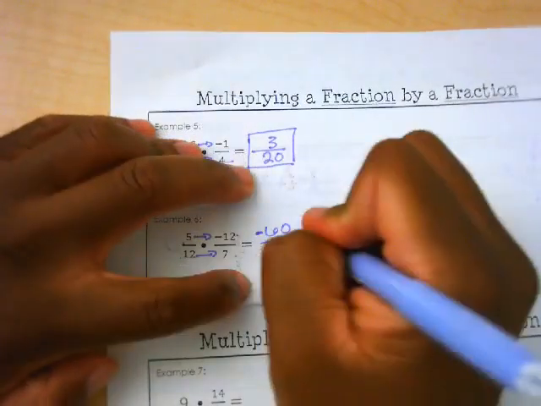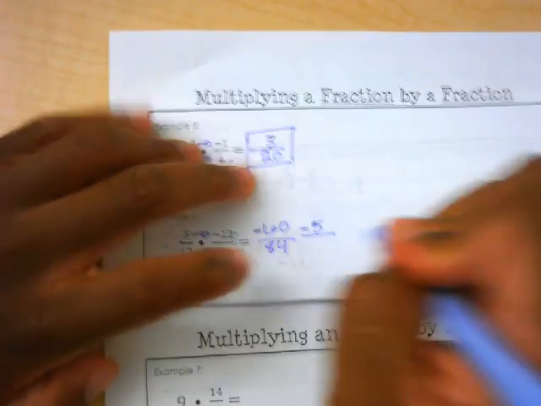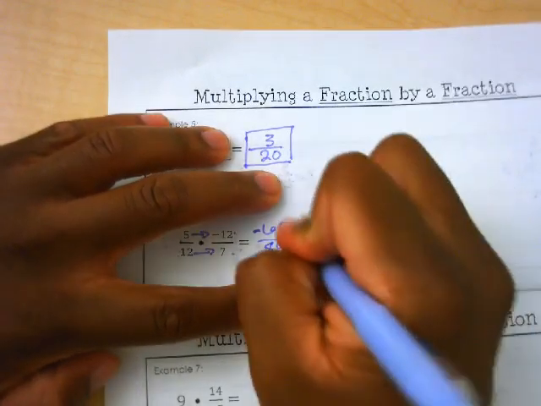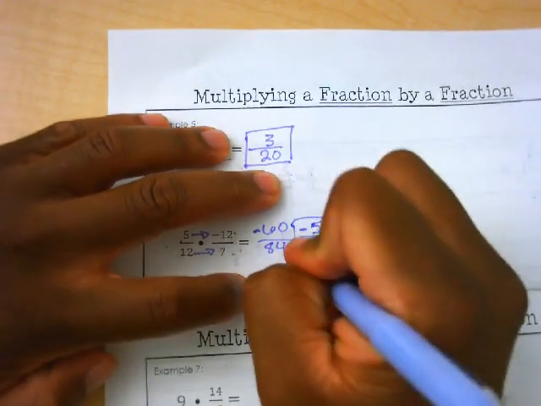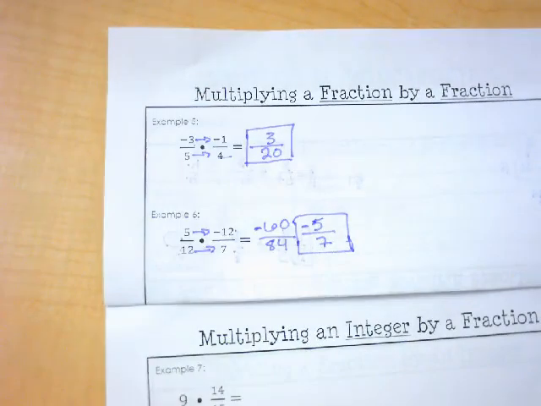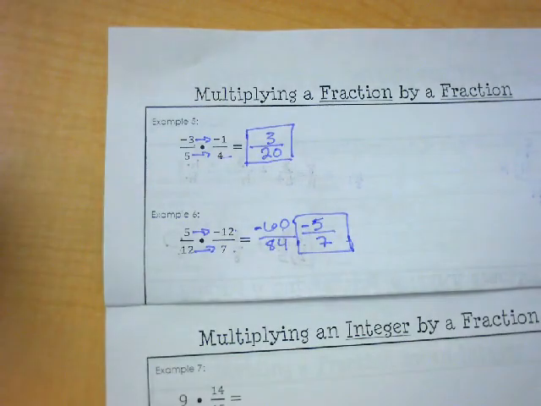And so it'd be negative 5. And then 12 goes into 84 7 times. So it'd be negative 5/7.